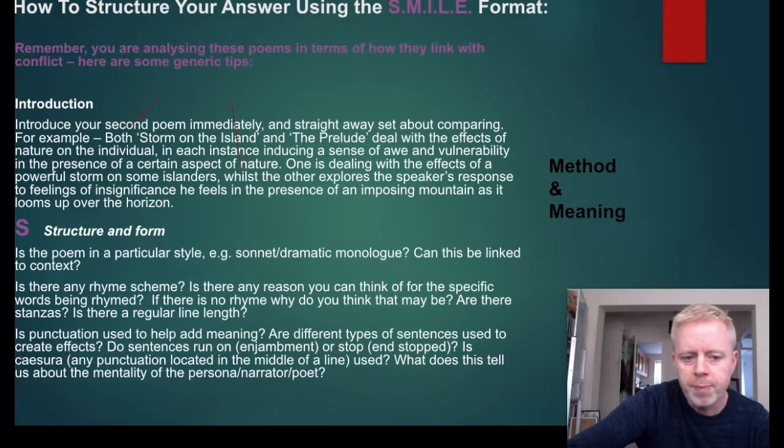You can talk about structure, as long as you're talking about language, form, and structure. Maybe in 3 paragraphs, 3 detailed paragraphs, and do comparisons within each of those paragraphs, that would absolutely be fine. Little introduction at the start, brief conclusion at the end.